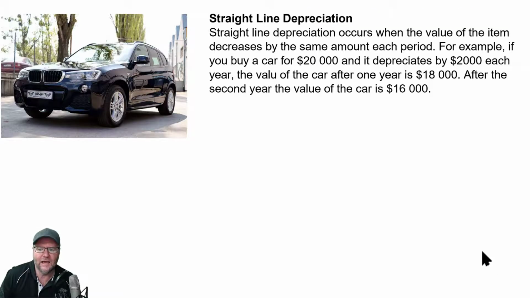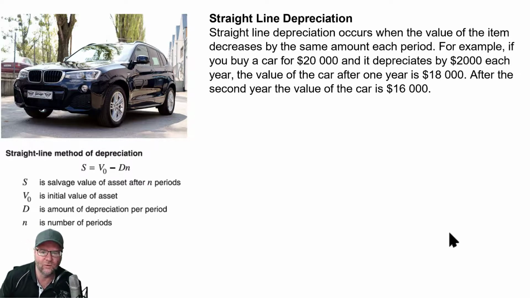Let's say for example, you had a car that you buy for $20,000 and it depreciated by $2,000 each year. Well, after the first year, it'd be worth $18,000, wouldn't it? Then after the second year, $16,000. So we're just going to take $2,000 off every time, and that's it. That's as hard as straight line depreciation gets.